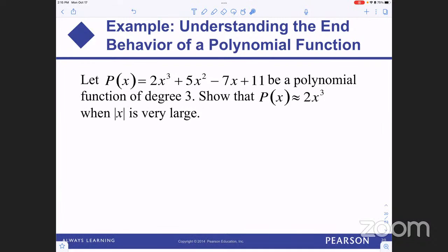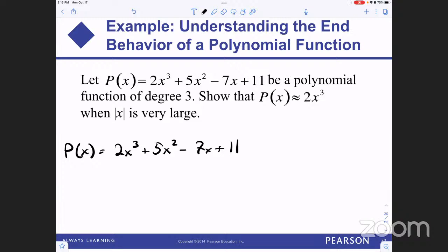Given this polynomial function of degree 3, again, the degree is the highest exponent on the variable. We want to show that this polynomial is approximately equal to 2x cubed when the absolute value of x is very large. This is kind of like a demo. You wouldn't really think this way, but we need to talk about it. Let's start with the given polynomial: 2x cubed plus 5x squared minus 7x plus 11.